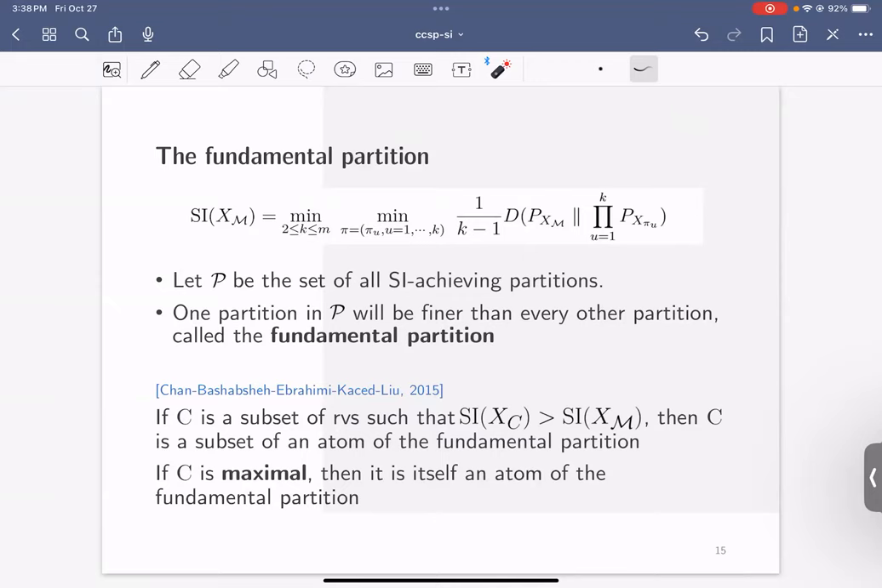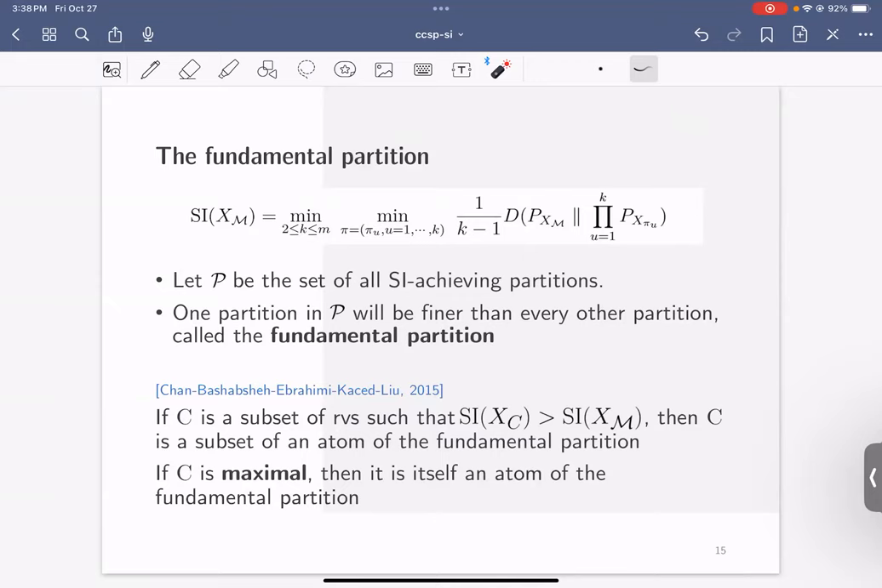The proof of tightness, meaning that the secret key capacity equals the shared information, also uses the Dilworth truncation, and some heavy machinery is involved. That is all done in this paper, as is the data processing inequality and some other results. So please look at it if you want to.